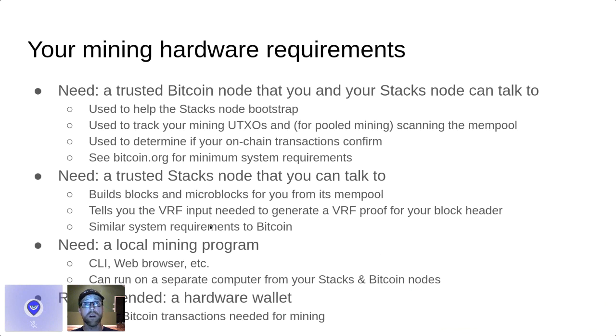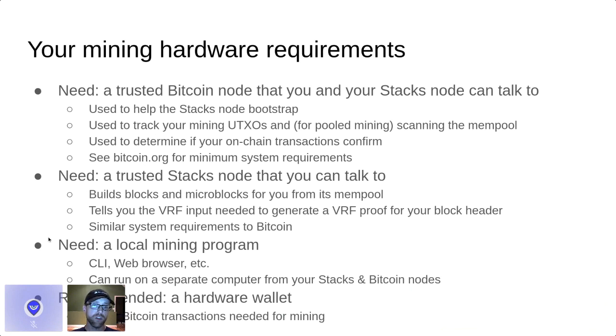And its system requirements are pretty similar to Bitcoin's. Its chain state grows at a linear pace. The maximum data per epoch is 2 megabytes instead of Bitcoin's 4 if you have SegWit turned on. But similarly, a beefy Raspberry Pi with an external hard disk should be adequate.